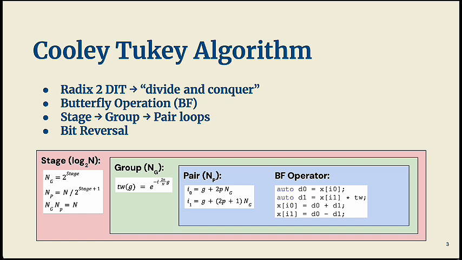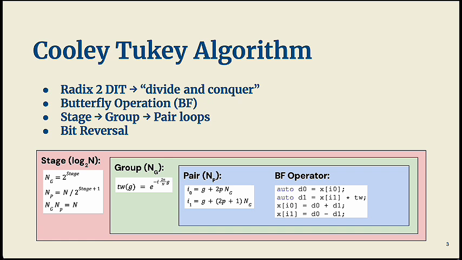At its core, it performs a series of butterfly operations, abbreviated BF, on a pair of data points, and it consists of three nested loops. Its outermost loop, the stage level, is fixed at log2 n iterations, and this level computes the number of group and pair level iterations. Ng, the number of group level iterations, doubles with each stage, and Np, the number of pair level iterations, halves with each stage, such that Ng times Np is equal to n, and it's assumed that n is a power of 2.